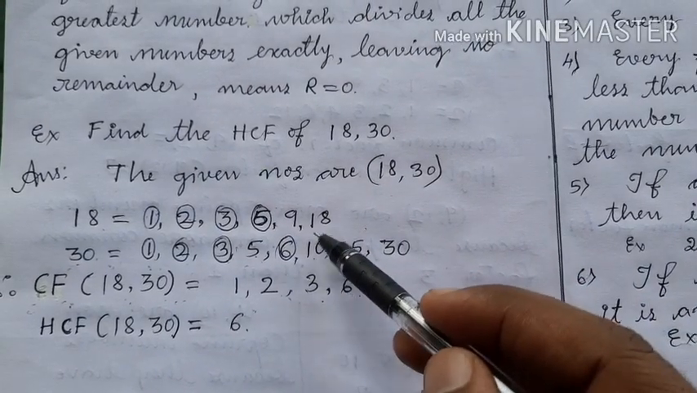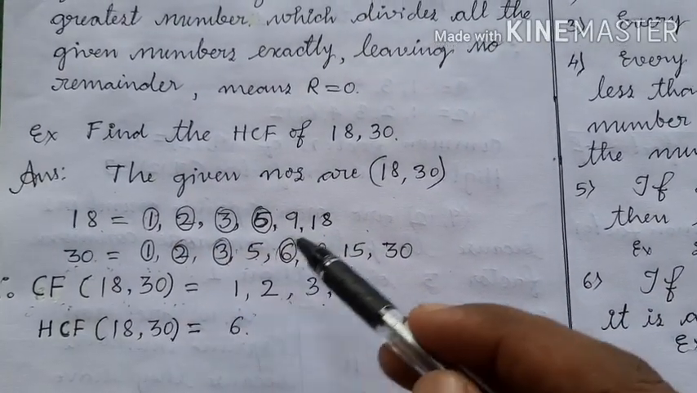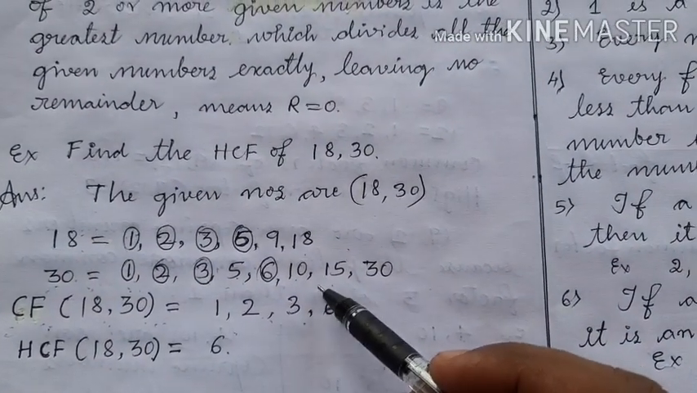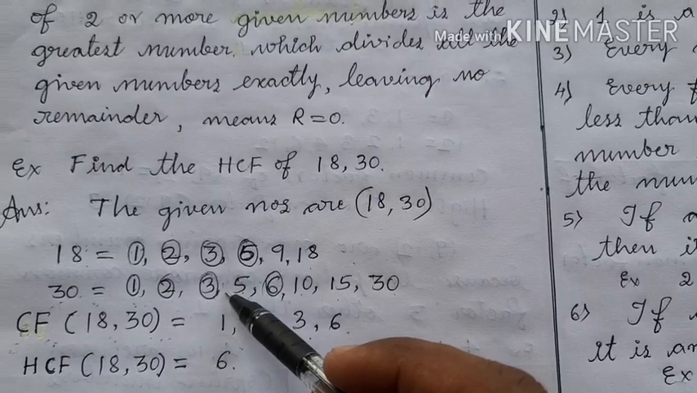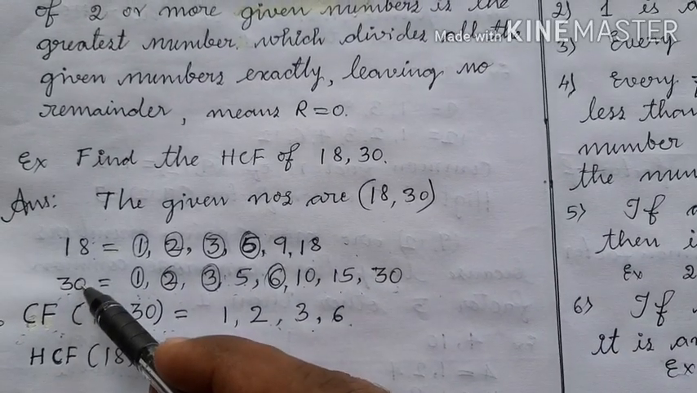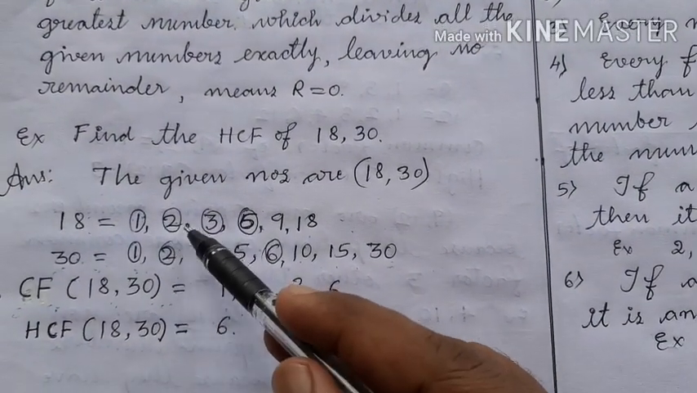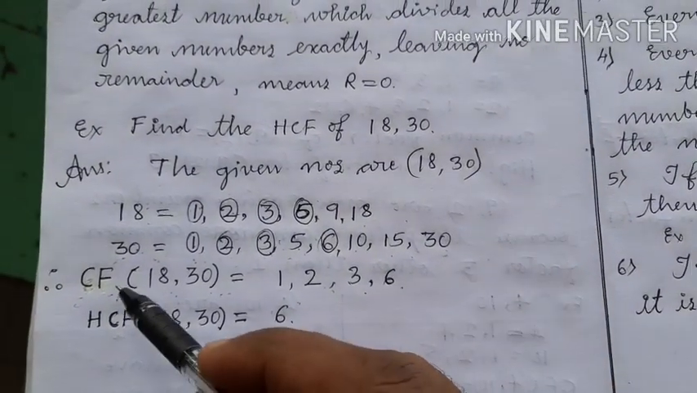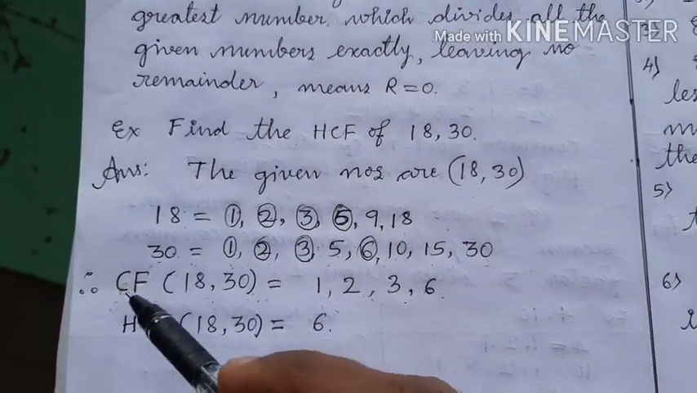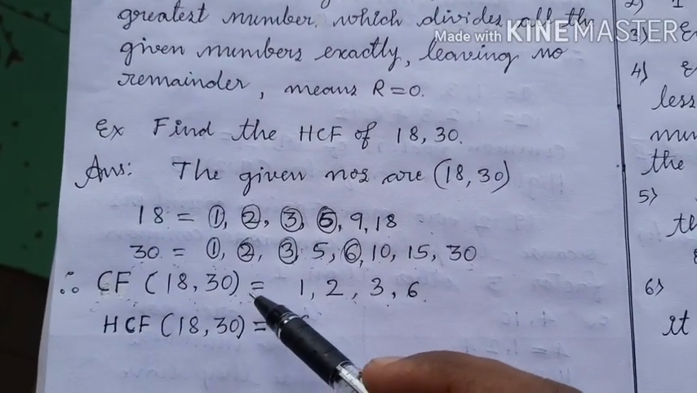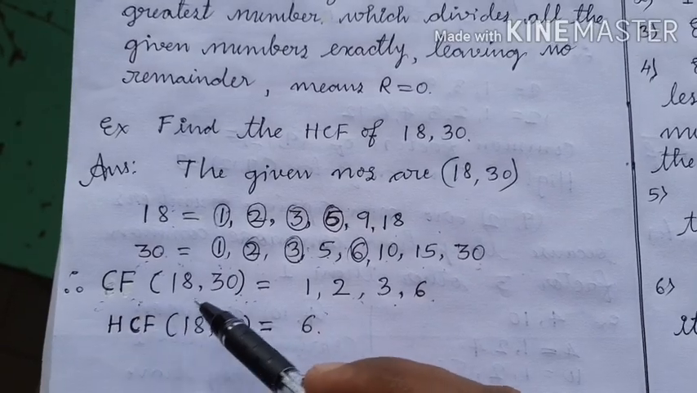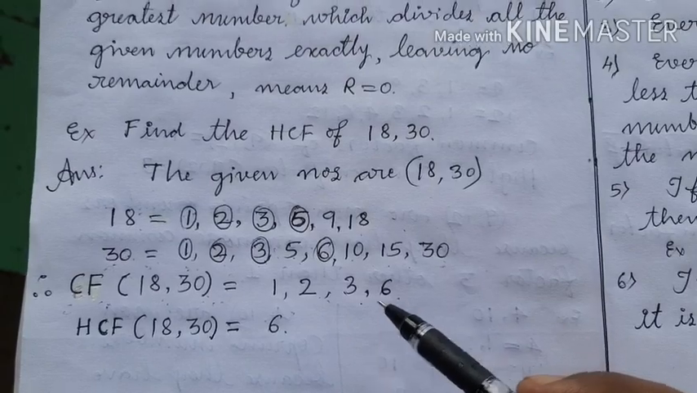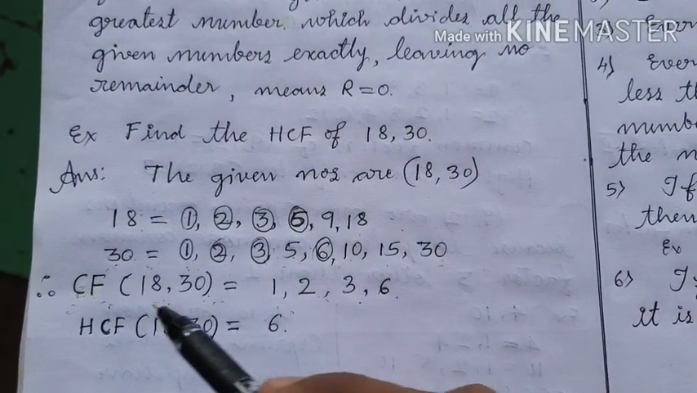These are not the common factors of 18 and 30. Here 9 and 18 are the factors of 18 only, whereas 10, 15, 30 and 5 are the factors of 30 only. But 1, 2 and 3, 6 are the common factors of 18 and 30. That is why I write CF of 18, 30, meaning common factors of 18 and 30, is 1, 2, 3, 6. These are the common factors of 18 and 30.